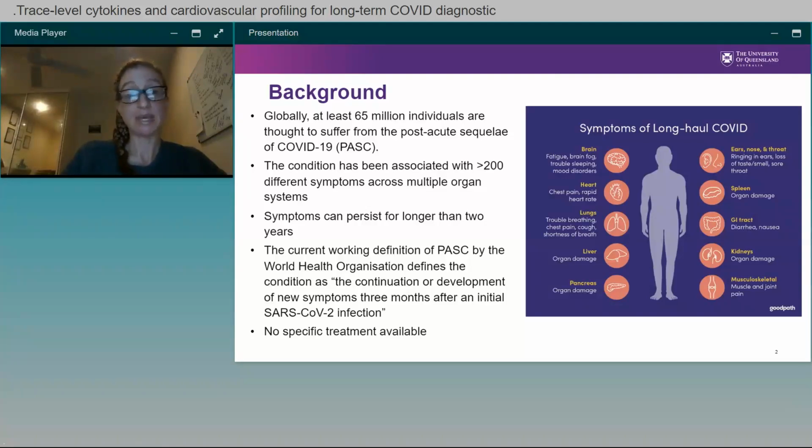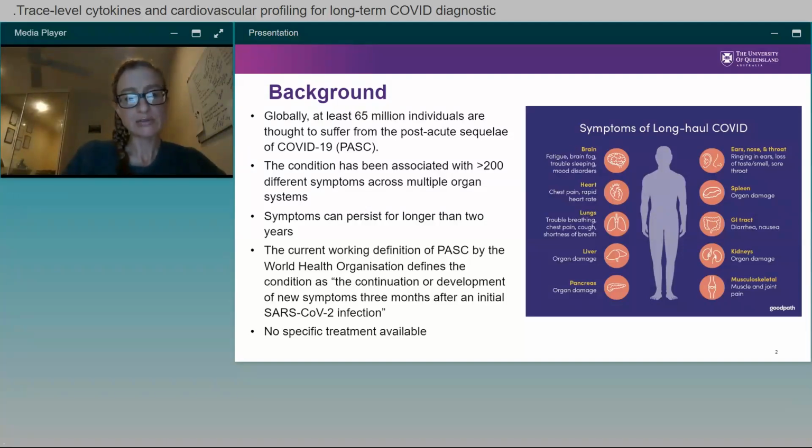So many of you may be familiar with the neurological consequences, things like fatigue, brain fog. Some individuals have gastrointestinal problems, some have pulmonary problems, and of course some have cardiovascular problems. And these are just some. When you start talking to long COVID patients, you really appreciate the breadth of symptoms that these individuals are experiencing.